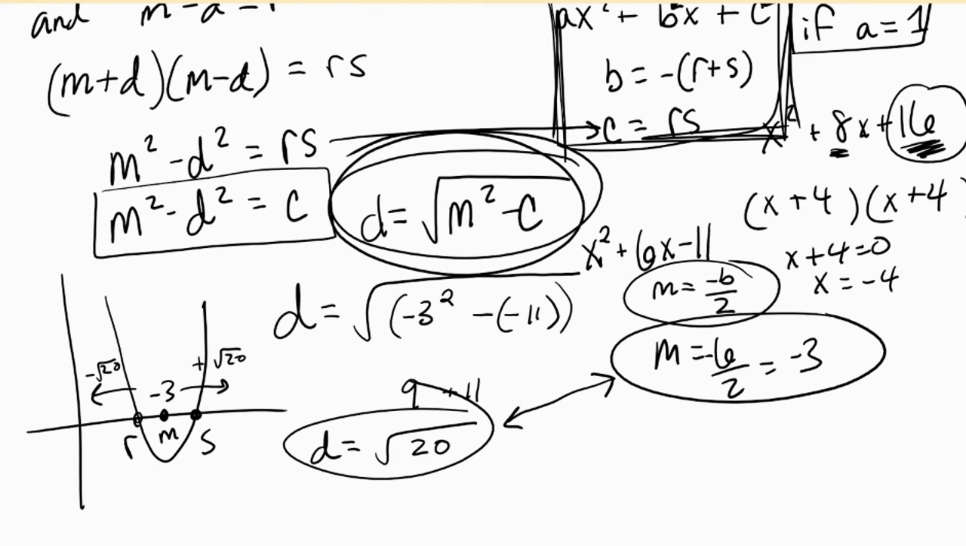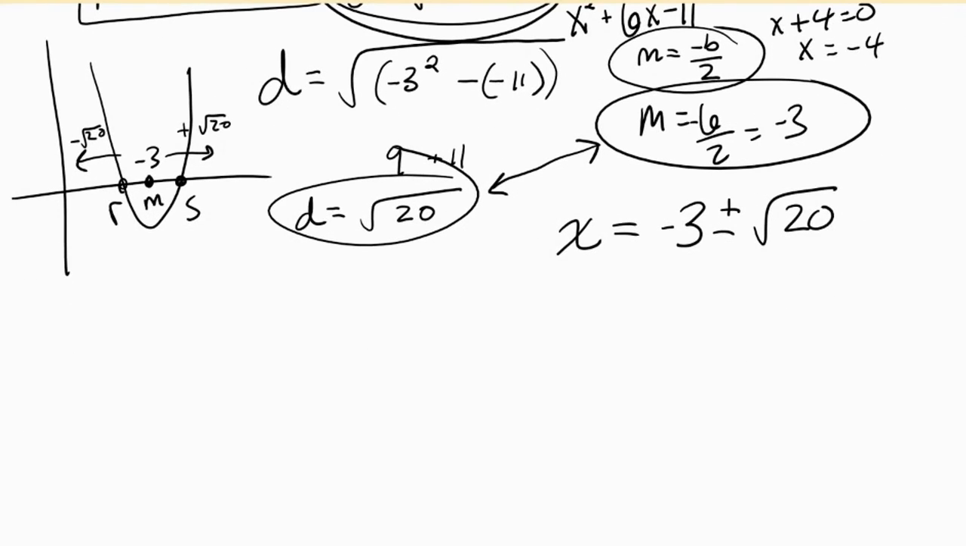So here we could represent our roots: x equals -3 plus or minus the square root of 20. Or just in general, we could say x equals m plus or minus d.